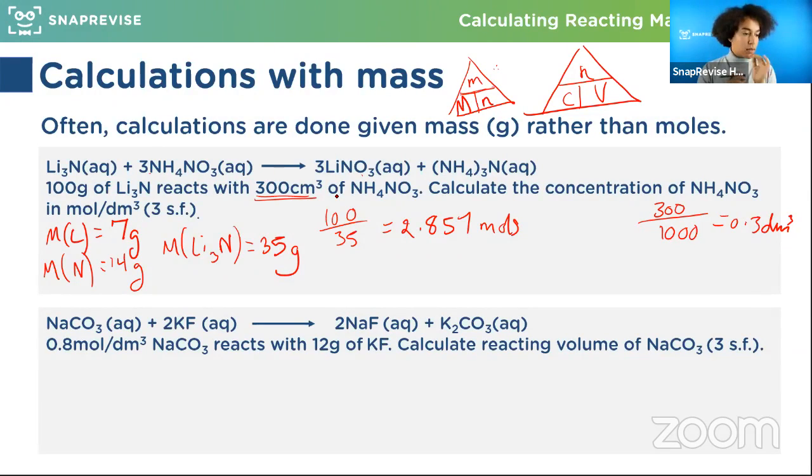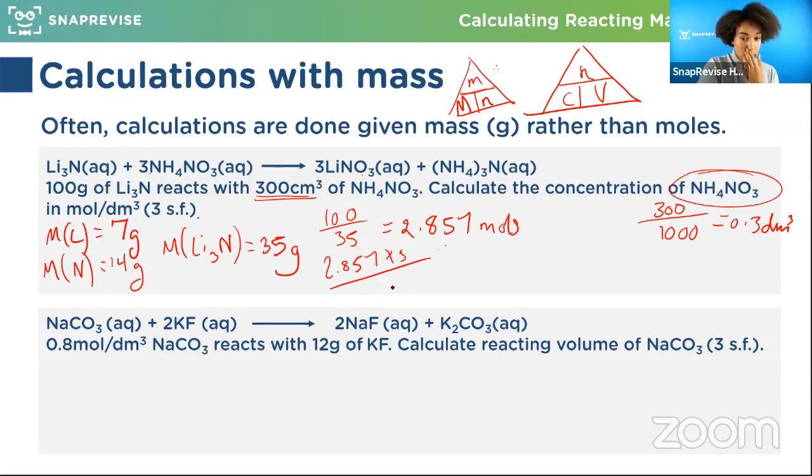Okay, so what did we talk about at the very beginning that is important now? Well, I'm afraid we can't do mass spec today. So we talked about the ratios, the molar ratios between the different reactants. What do we need to do with this number? Yeah, thank you, Libby. So the molar ratio is 3. So for every 1 mole of lithium nitride, we have 3 moles of ammonium nitrate. So we have to times our number of moles by 3 if we're going to work out the concentration of ammonium nitrate. So we've got 2.857 times 3.